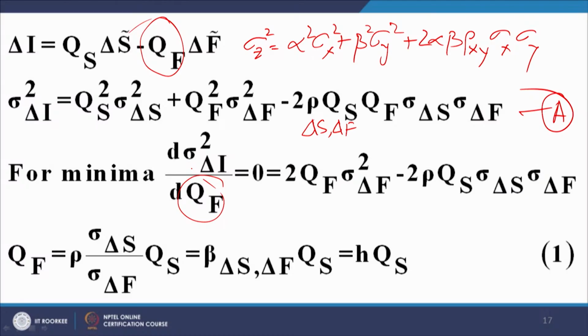For minima, we differentiate sigma delta I square with respect to QF and equate it to 0, so that we can minimize the variance sigma delta I square, that is the total variance of the combined portfolio comprising of the cash position and the hedge. And what we end up with on simplifying is given here in this box.